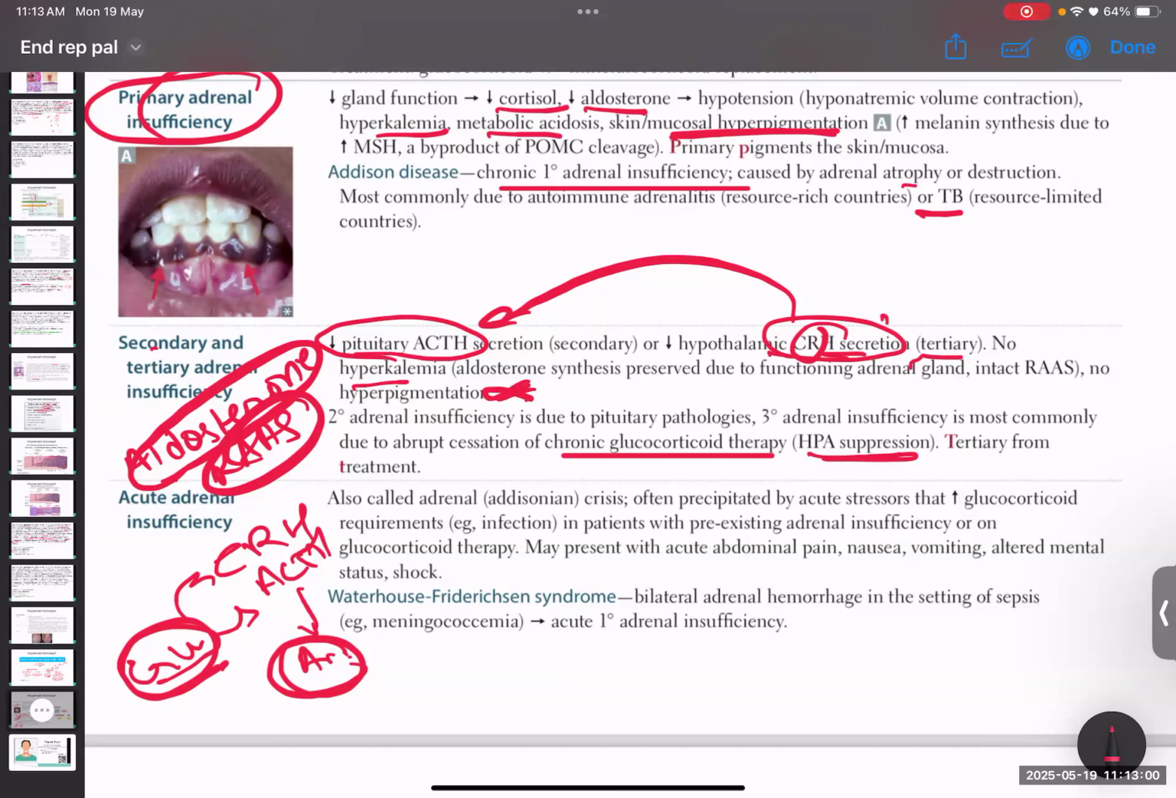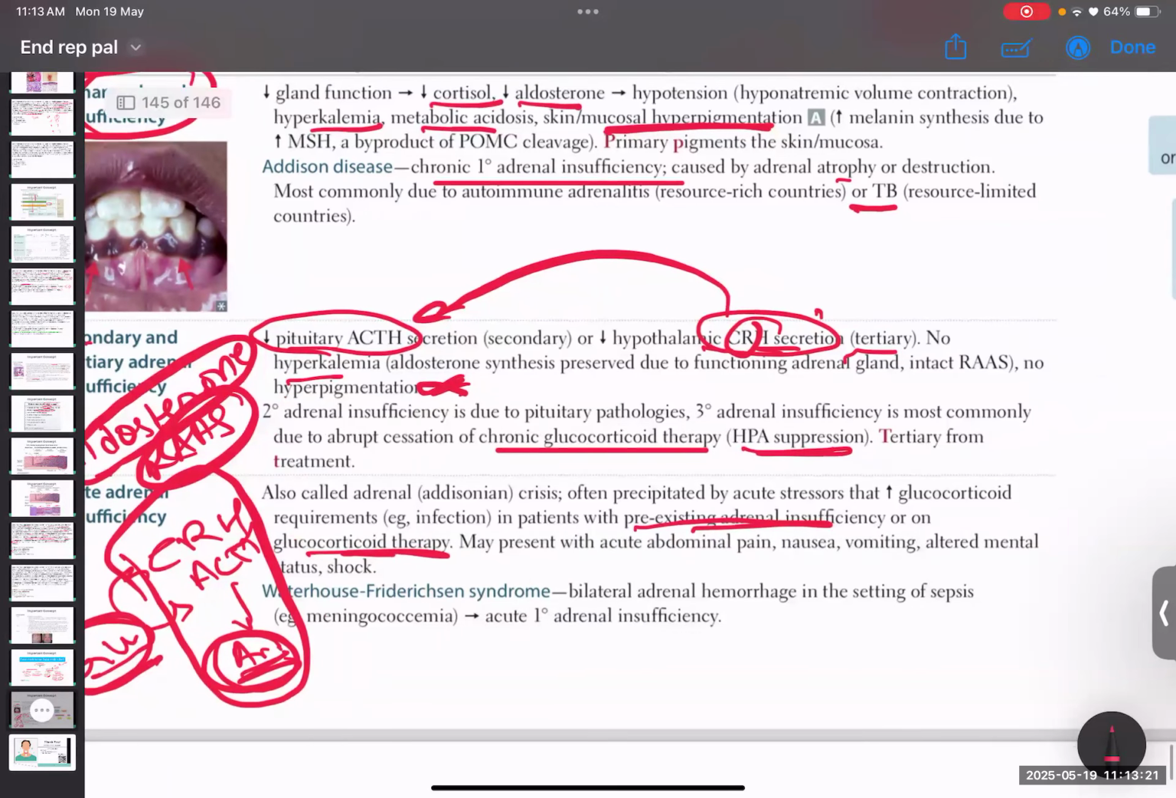This often requires the body to produce a lot more glucocorticoids to calm down whatever stressor is going on. And they're not able to produce that because they already have some sort of pre-existing adrenal insufficiency, or they're already on glucocorticoid therapy, because we know that glucocorticoid suppresses this entire axis and leads to adrenal atrophy. So usually this will present with acute abdominal pain, nausea, vomiting, altered mental status, or shock.